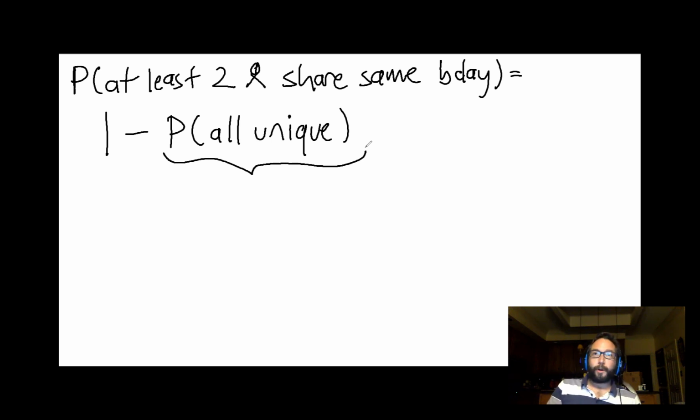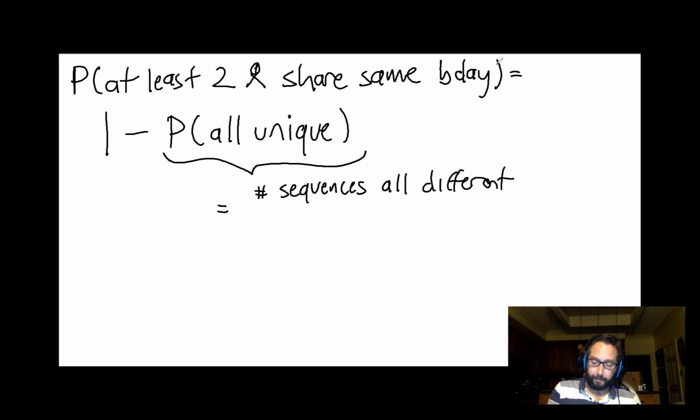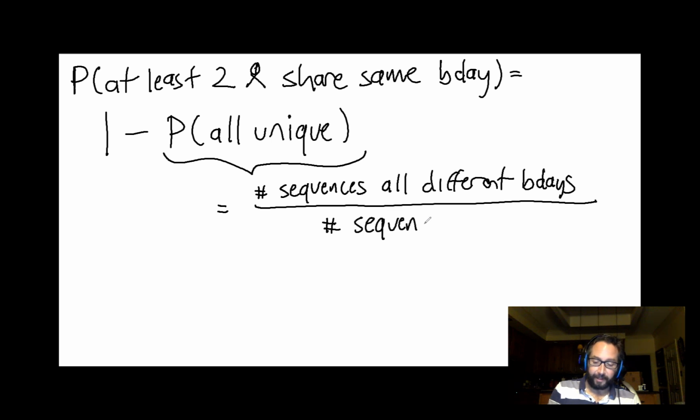So how do we do this? Well, we're going to do some counting. So the probability that all birthdays are unique is going to be the number of sequences. Imagine we go through person number 1, 2, 3, 4, 5, 6, etc. It's the number of sequences where all the birthdays are different, divided by the total number of possible sequences of birthdays that I might observe.